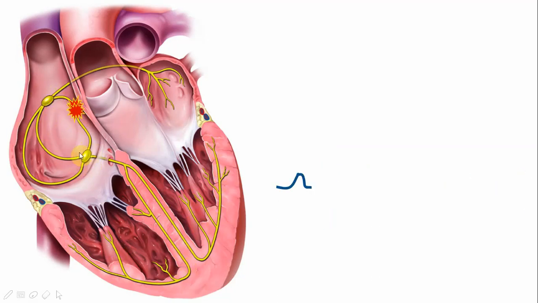Then there is a bit of delay in the AV node, as you can see here. Because of the delay in the AV node, there is the PR interval. The PR interval is from the beginning of the P wave to the beginning of the QRS complex. From the end of the P wave to the beginning of the QRS complex, that is called the PR segment. So PR interval and PR segment are not the same, they are different.